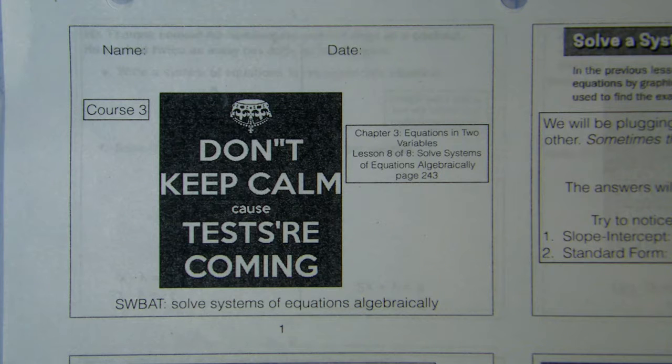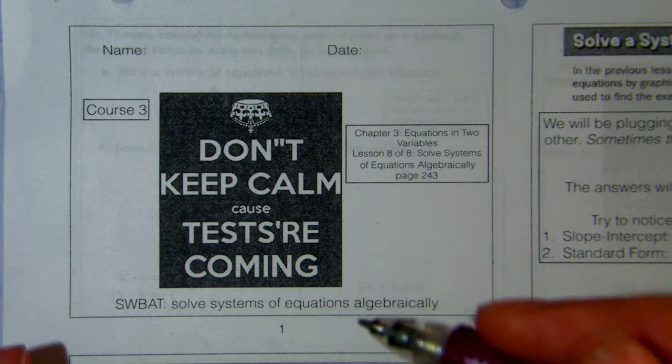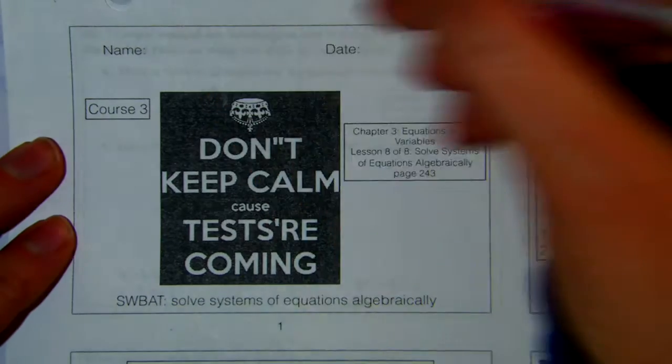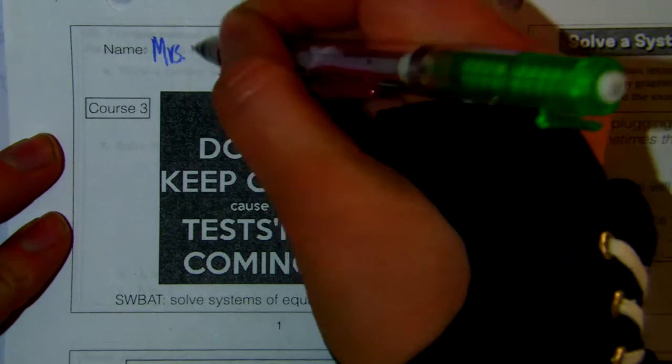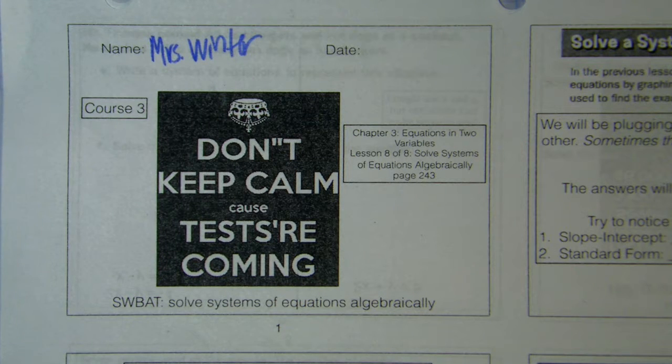All right, so today we're going to learn our last lesson of chapter 3. So finally we made it. So let's put our name and date at the top here. We're going to learn solving systems of equations. So we practiced graphing them yesterday, but now using algebra to solve them.